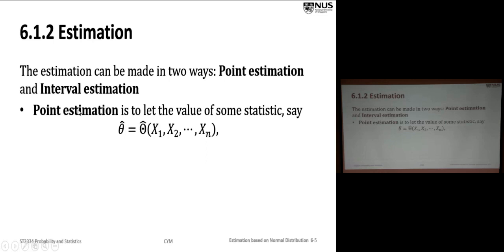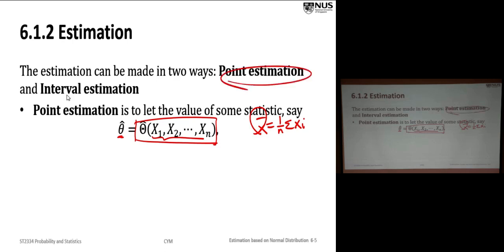All right. It is quite mathematical. Here this notation means that it is a function of the random samples. An example is like this: a function of the random variables X1 up to Xn. We use this to estimate theta, and that we call an estimator. There are two types of estimation: one is point estimation, the other is interval estimation.